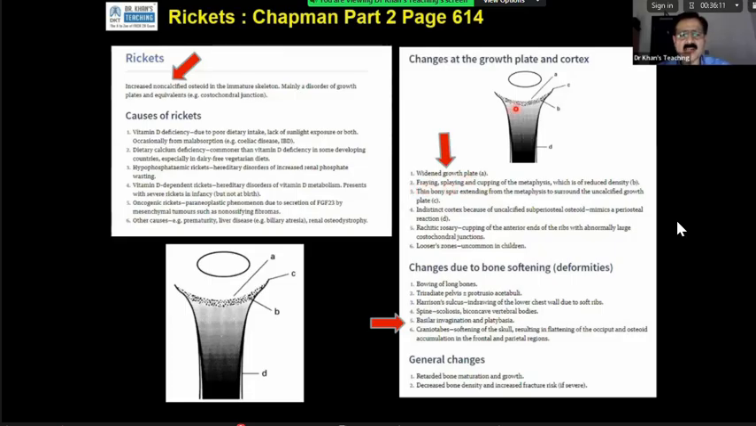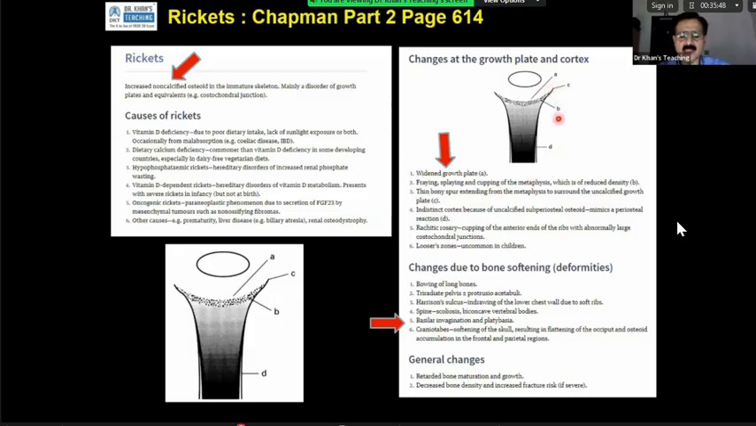There will be widening of the growth plate. Then look at these words: splaying and cupping of the metaphysis, which is also reduced density. Now, tiny bony spurs extend from the metaphysis to surround the uncalcified cartilage, this C here.